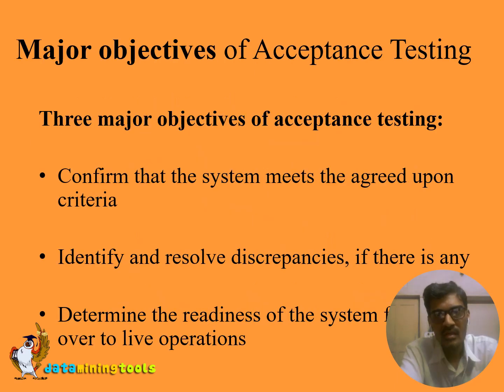Next, major objectives of acceptance testing. The major objectives of acceptance testing are: first, it should confirm that the system meets the agreed upon criteria; identify and resolve discrepancies if there are any; and determine the readiness of the system to move from internal control to live operations.